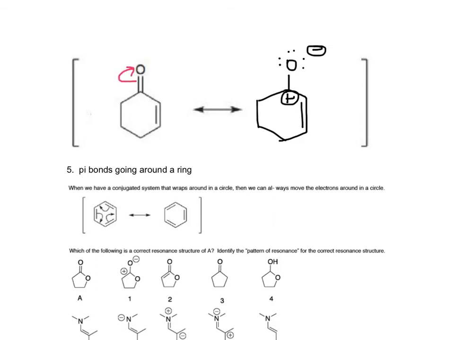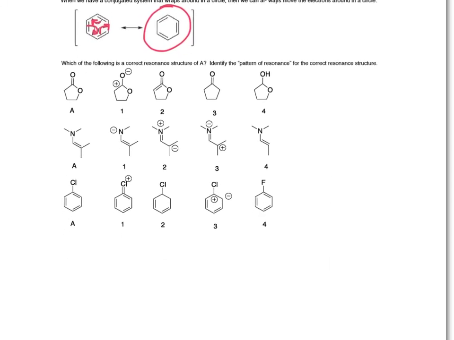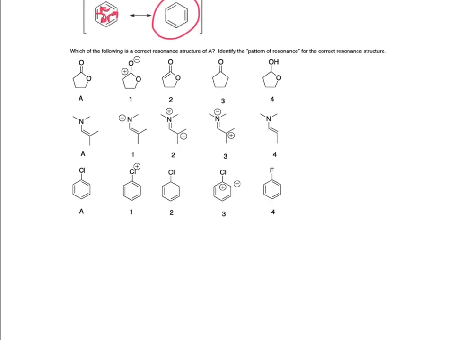The last pattern that we're going to discuss is moving pi bonds around a ring. And this we see in an aromatic system. So what you can see the arrows here, and we can move the pi bonds, and we have a new structure.